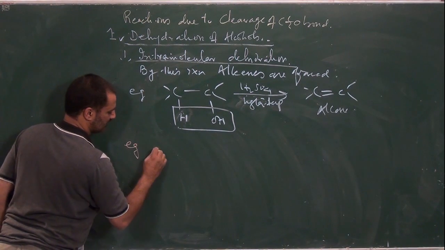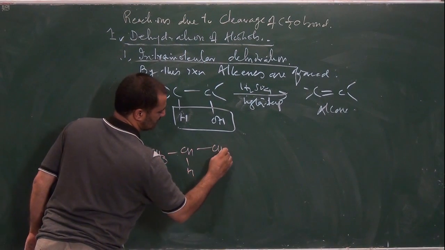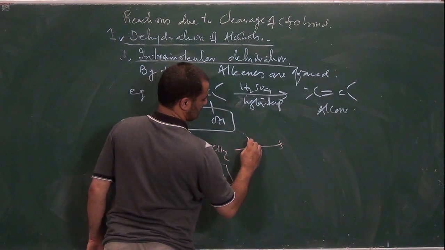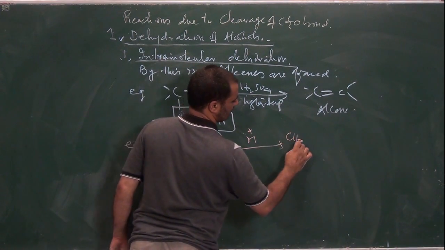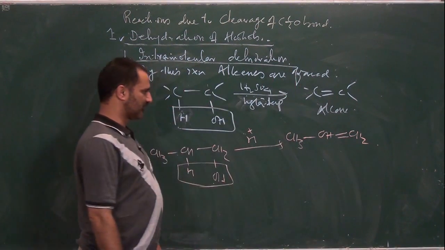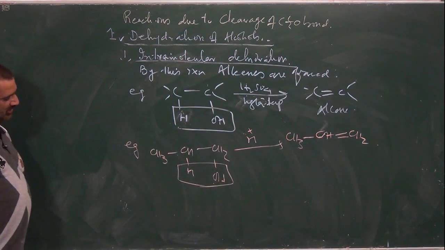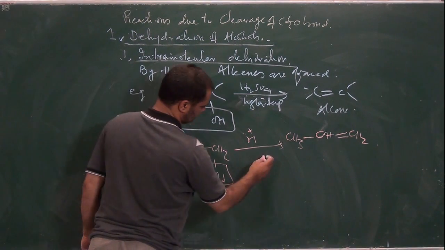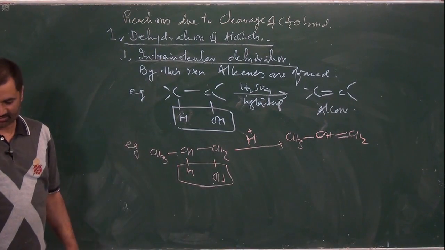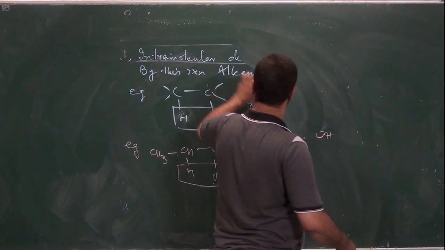For example, CH3CH2CH2OH with H positive gives CH3CH=CH2. Alkenes are formed. So this is the formation of alkene in the presence of H2SO4. Now I will discuss the mechanism of this reaction.